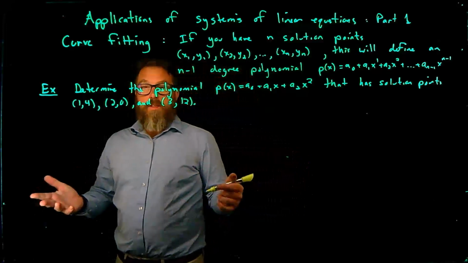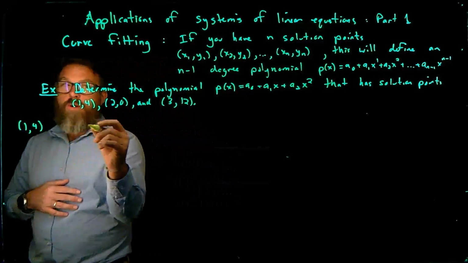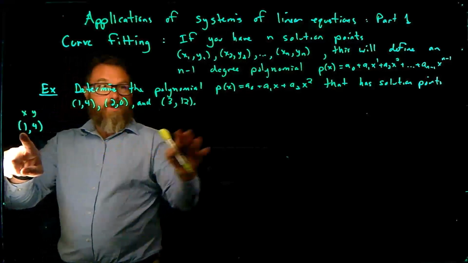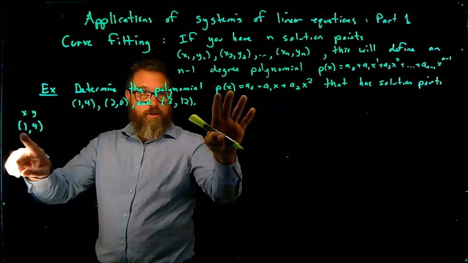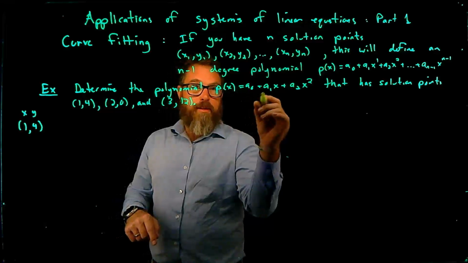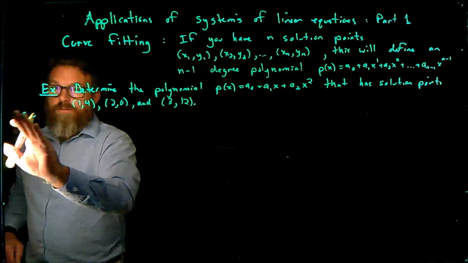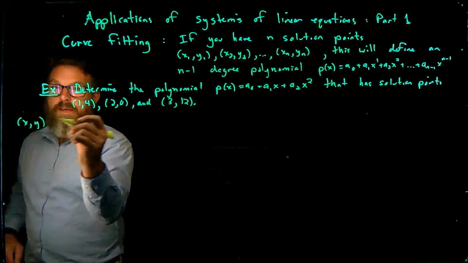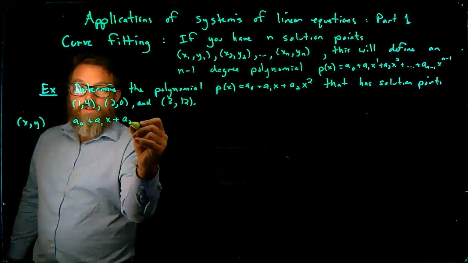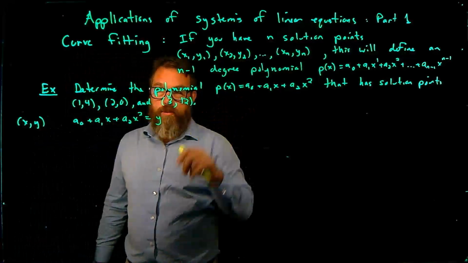So the way we do this is, for this first solution point, 1, 4, what I know is this is the x value, this is going to be the y value. So it has to be a solution to this. Actually, I'm going to say that this is equal to p of x. So let's do it this way. If I have an x comma y, this is going to be equal to a naught plus a1x plus a2x squared is equal to our y value.